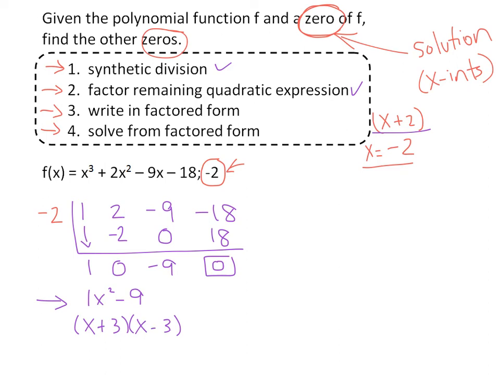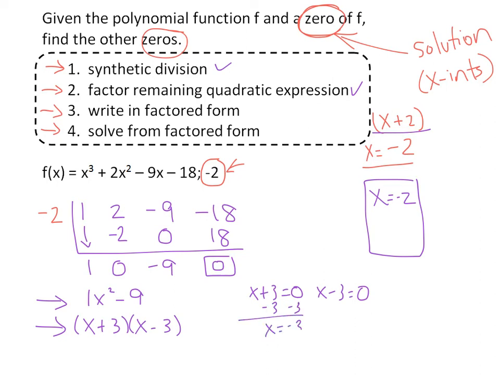So we now know that x equals -2 is one of our solutions, and we need to find the other 2. And I know there's 2 because there's 2 other factors. So we use the zero product property. x plus 3 equals 0, and x minus 3 equals 0. And we find out that our other 2 solutions are x equals -3 and x equals +3.